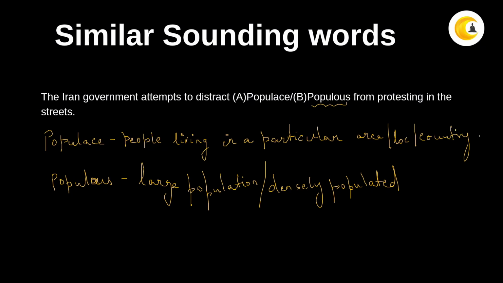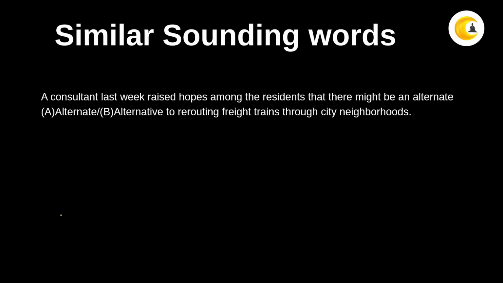So what is the Iran government trying to do? It's trying to distract. Trying to distract means trying to avoid the people of that country or of that area from doing any kind of protests on the street. So it has nothing to do with large population. So it's rather referring to populace, that is in option A, right? So the Iran government attempts to distract the people living in Iran from protesting in the streets, right? Making sense? Good. Let's move on to the next one.